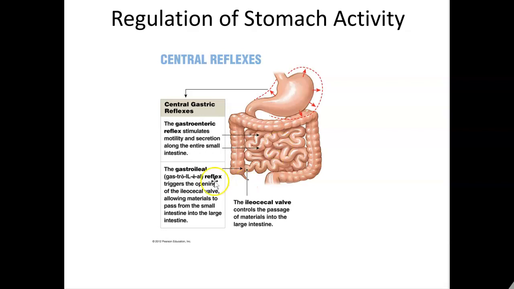And then the gastroileal reflex is going to open what's called the ileocecal valve. And this is a sphincter between the small intestine and the large intestine. And when that valve opens, that's going to help move the small intestine contents into the large intestine, which usually will trigger defecation. So a lot of times in pets and even kids, until we get on a regular schedule with bowel movements, a lot of times it'll happen after a meal because of these reflexes.